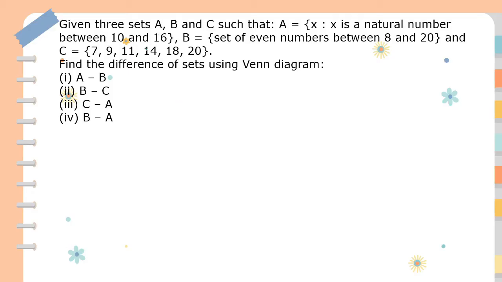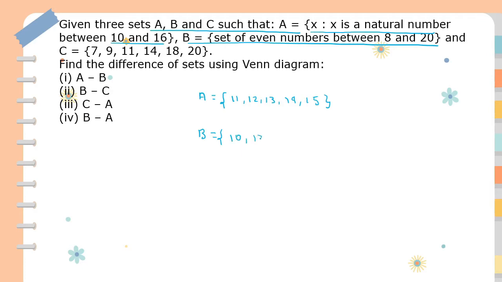The second one is, given three sets a, b, c such that x is a natural number between 10 and 16. So we will write a here. So a is natural numbers between 10 and 16, so it will be 11 12 13 14 and 15. B is the set of even numbers between 8 and 20, so it will be 10 12 14 16 and 18. And C is 7 9 11 14 18 and 20.